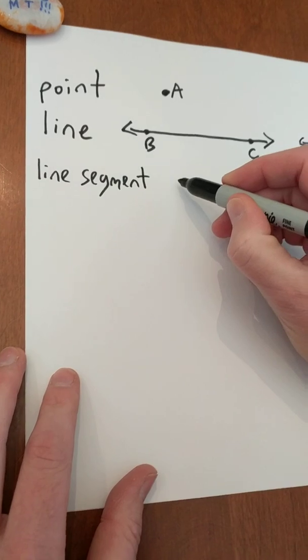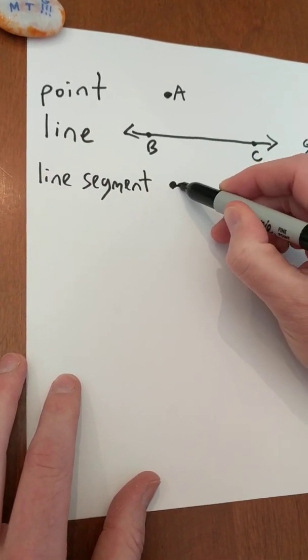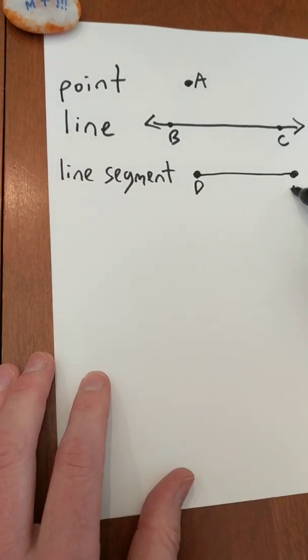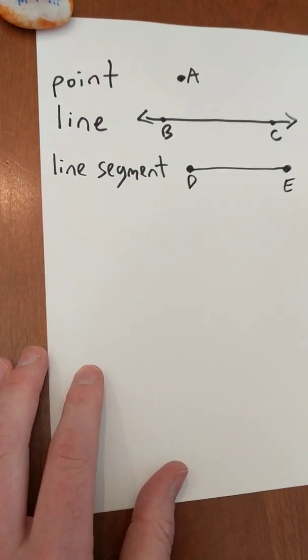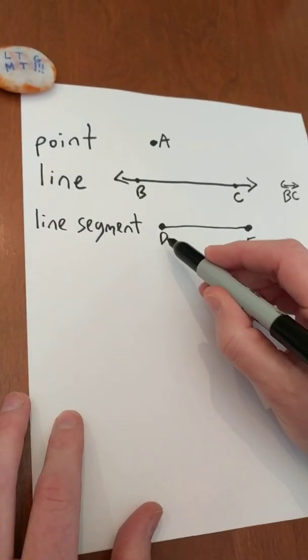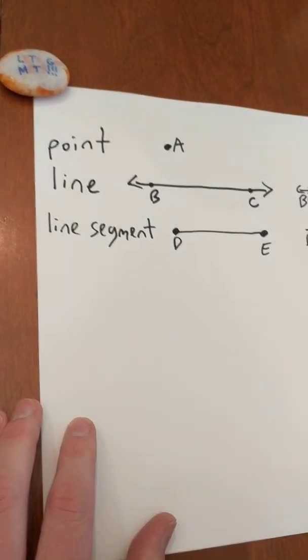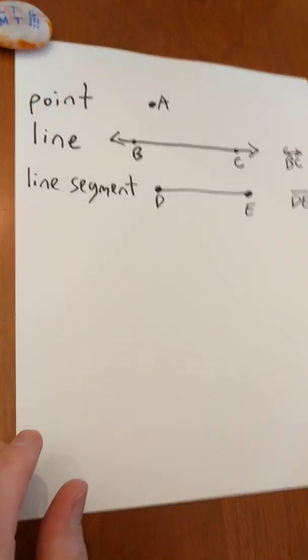A line segment, there are no arrows. It's just from one point to another. And that would look like this. This would be line segment DE. Right? No arrows, just a line.